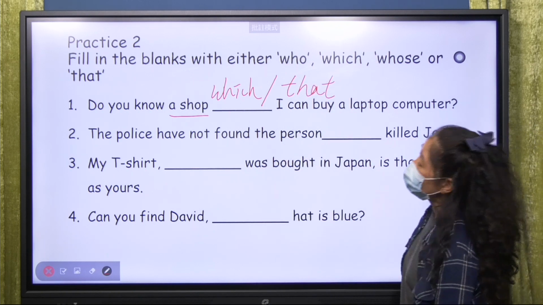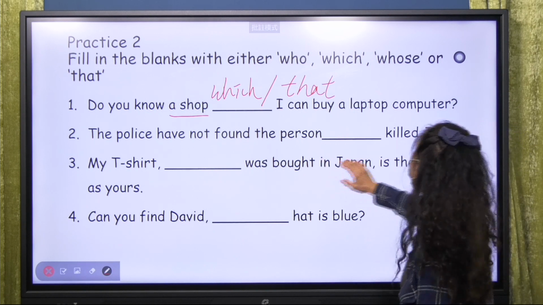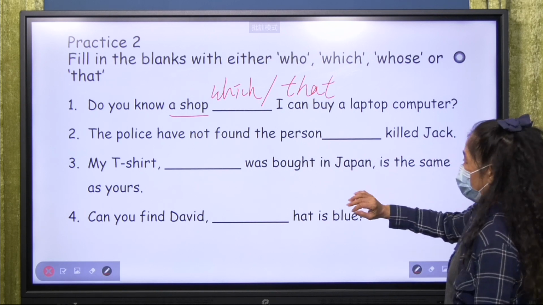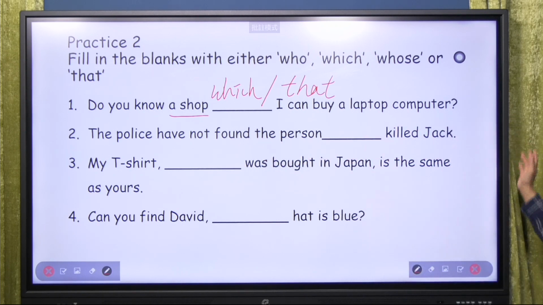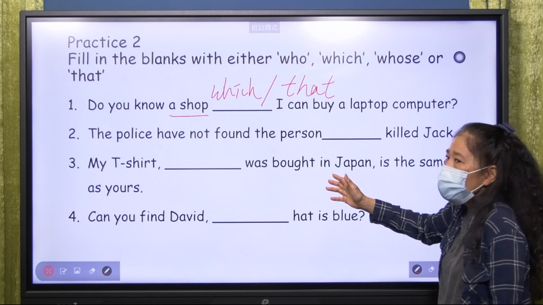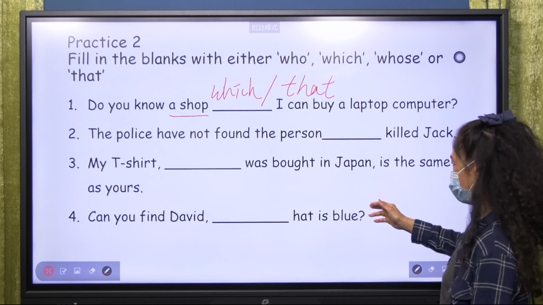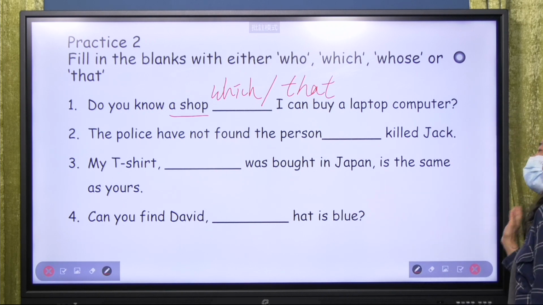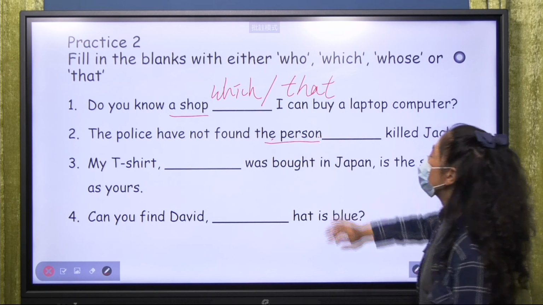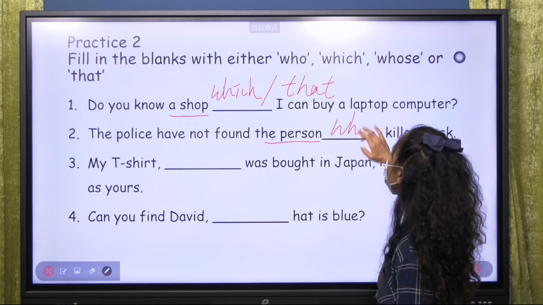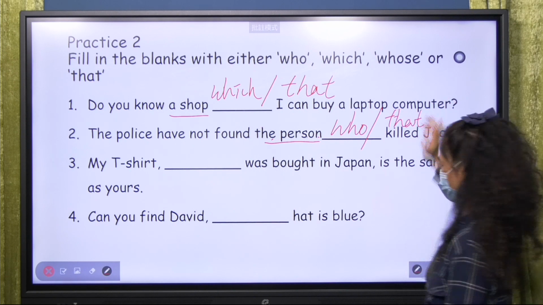Number 2, the police have not found the person who killed Jack. Here, the person, of course, I didn't give you any comma, so we have to know which person. This is defining, very important information. Not the one who stole my car, but the one who killed Jack. So person refers to people, who. Since this is defining, we can use that as well.